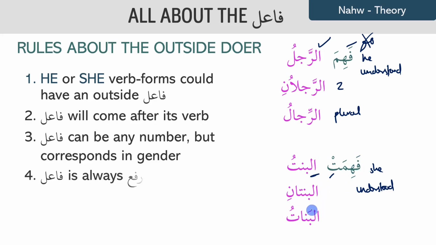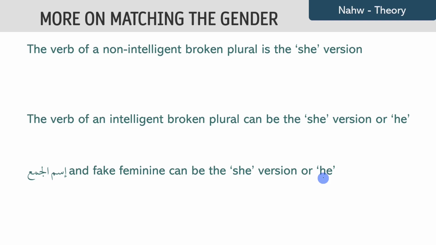Rule number 4, the fa'il is always rafa, and you can see that in the examples. Now I'll mention in a little bit more detail the gender that the fa'il should have. So the verb of a non-intelligent broken plural is the she version. For example, جاءت الجمال. This is a غير عاقل broken plural which we treat as she, even though jimal is actually the plural for male camels. So this sentence means the male camels came.